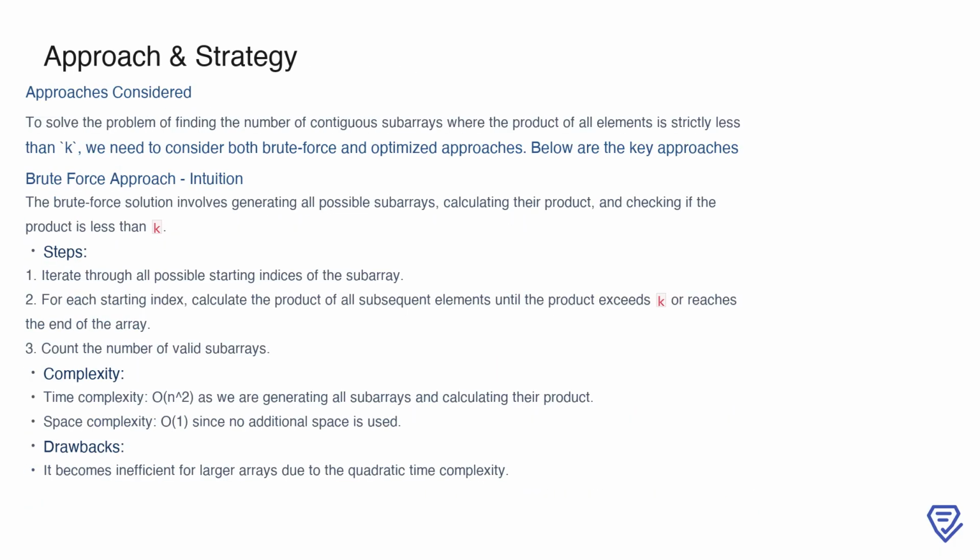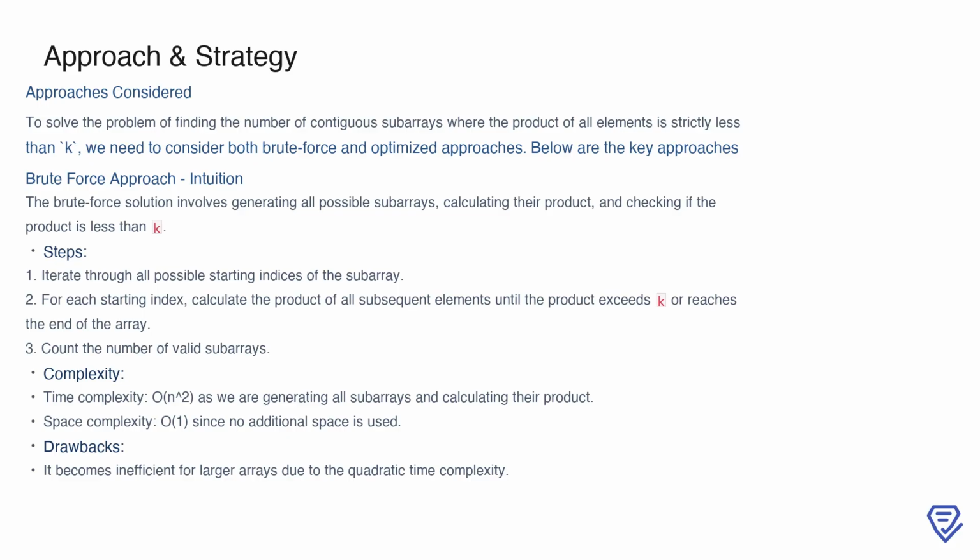To solve the problem of finding the number of contiguous subarrays where the product of all elements is strictly less than k, we can consider 2 main approaches, a brute force method and an optimized technique. First, let's explore the brute force approach. The intuition here is straightforward. We generate all possible subarrays, calculate their product, and check if the product is less than k.